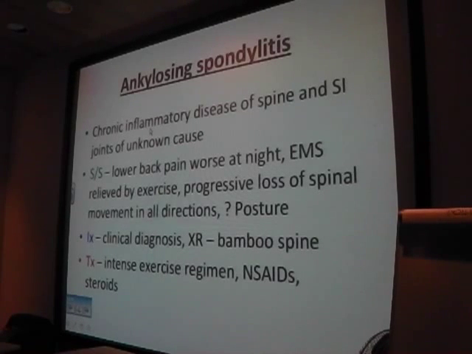So you don't really do any investigations, you won't see anything on the bloods. If you do an x-ray, you'll see a bamboo spine, but you don't actually need to do one. And the key point here is the intense exercise regimen from the very beginning. The sooner you can get these people exercising, the sooner you can get them better, the better it will be for them.